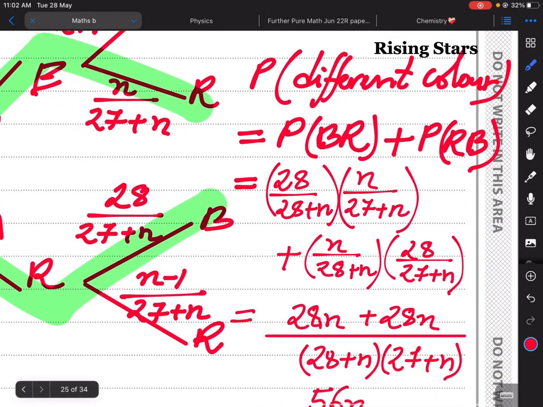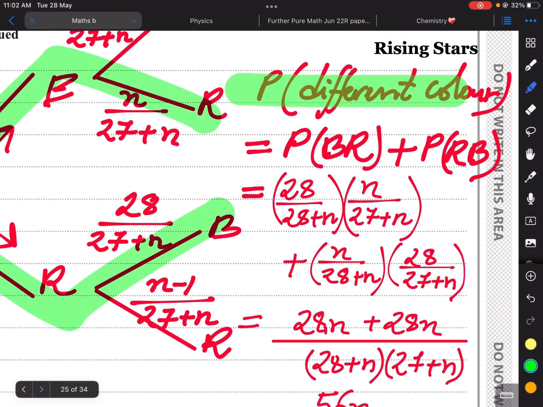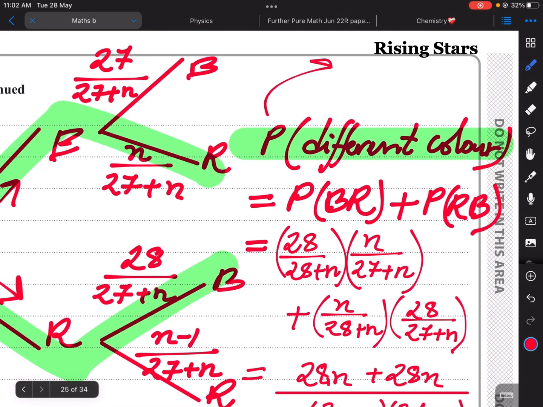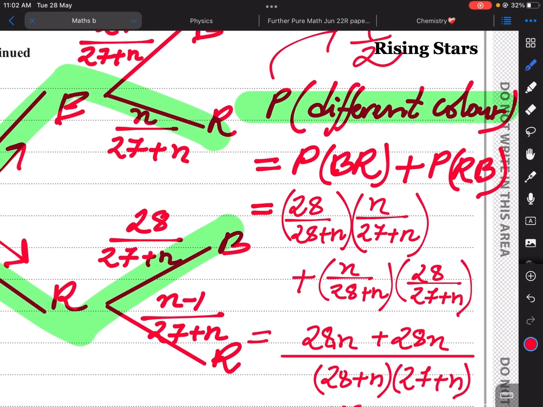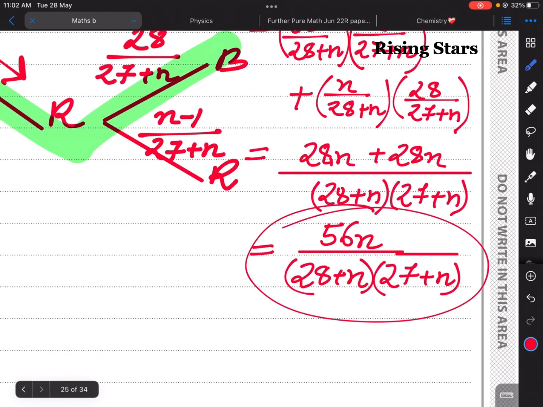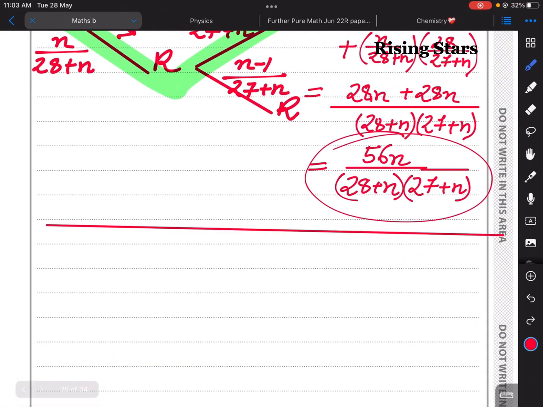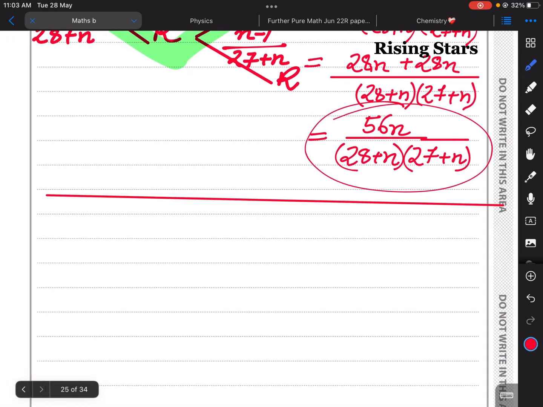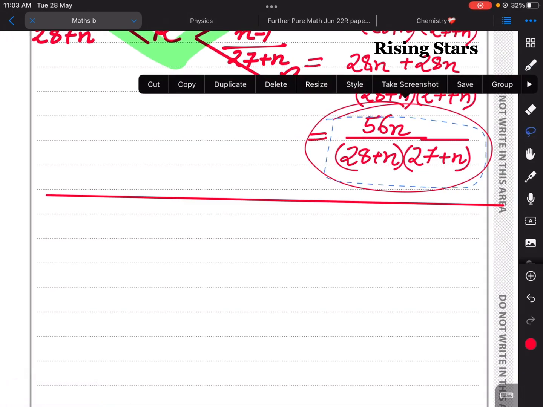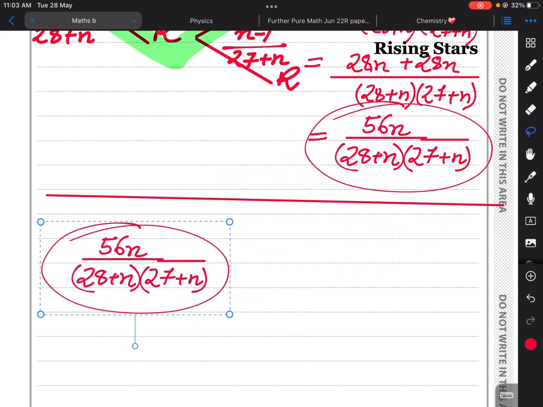The question told us that the probability of having different colors is equal to half. We know this value is half, and this is what we now have to solve. Okay, now that we have a little more space, let's do the working here. Let's copy this and bring it here.